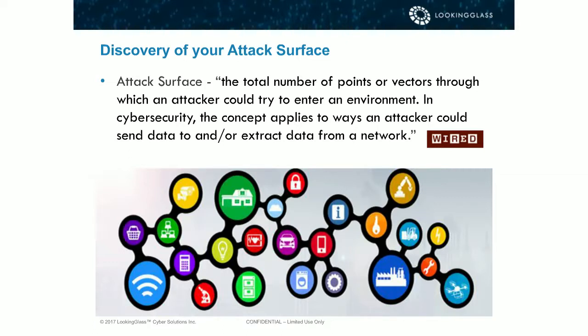Your attack surface is defined as, quote, the total number of points or vectors through which an attacker can try to enter an environment. In cybersecurity, the concept applies to ways an attacker could send data to and or extract data from a network. End quote. Also consider the fact that a threat actor has tools to enumerate your attack surface to determine access points and, once inside, will attempt lateral movements to other networks and attempt to gain access to more data. At a minimum, you should have the capability to replicate what a threat actor can see about your attack surface using open source tools and data.